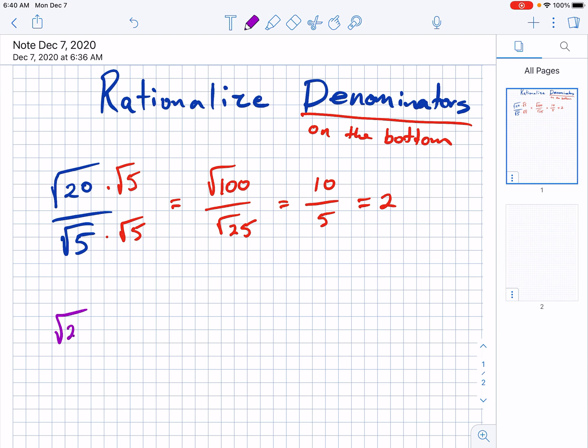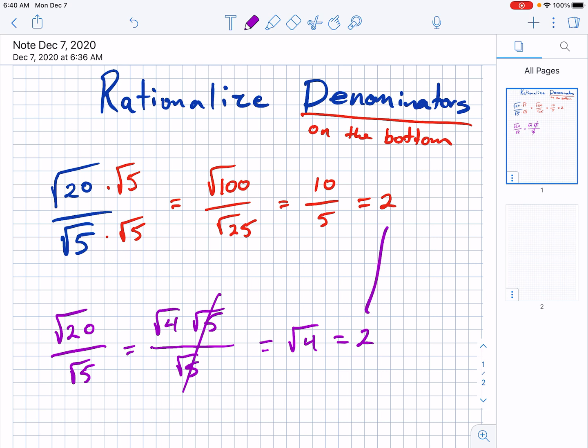Let's see if I have the square root of 20 over the square root of 5. Another approach is to break that 20 up into two of its factors, 4 times 5. So up top, if I break the square root of 20 into the square root of 4 times the square root of 5, and the bottom I leave the same. Now I can just math ninja the root 5s, and I get the square root of 4, which is 2. And as you can see, these are the same thing. You can choose which method you like. The goal is to not have a square root in the denominator.